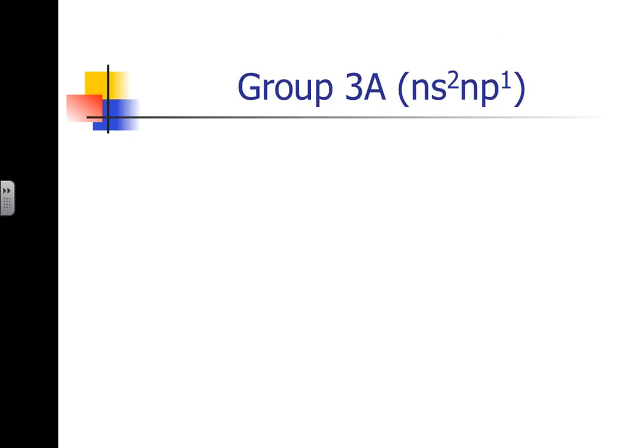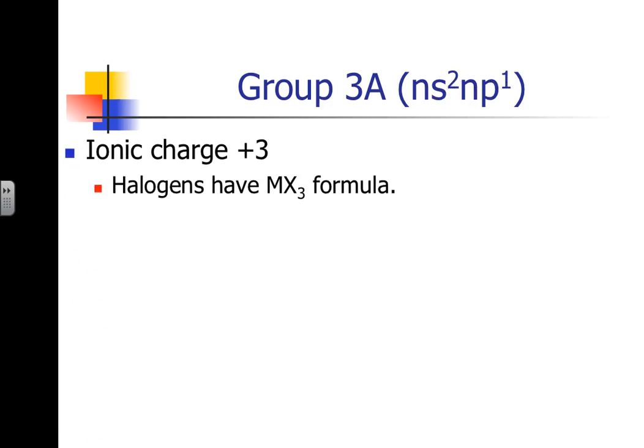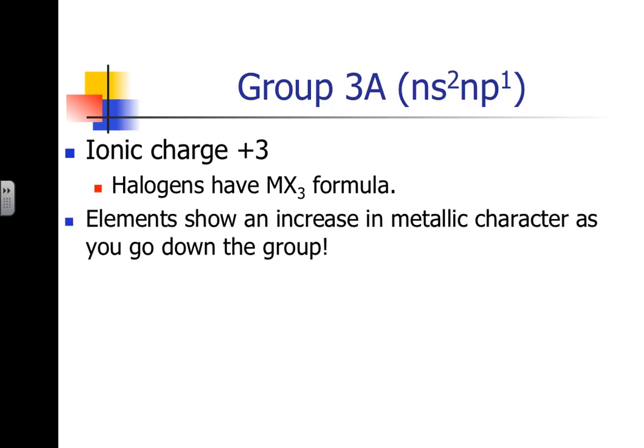So group 3A, again, you can see a change in the electron configuration. So we now have a full S energy level and now a single P electron. So that's going to give them a positive 3 ionic charge. If they mix with a halogen, it would look like this. So you would see something like, for instance, AlCl3.